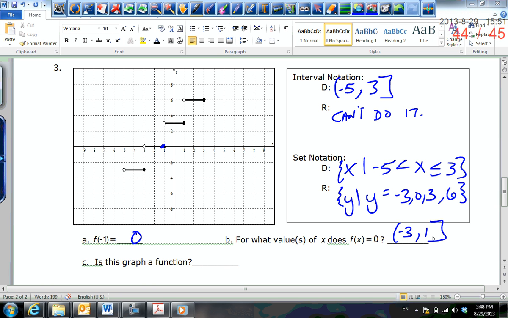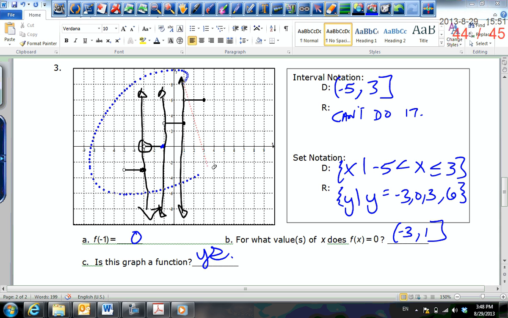-3 to 1. Is this graph a function? Yes, it is. Is it discrete? It is discrete. You can run a line straight through it, but it only hits one open circle, which doesn't matter, and one closed circle for every line you draw. No, it has nothing to do with probability.